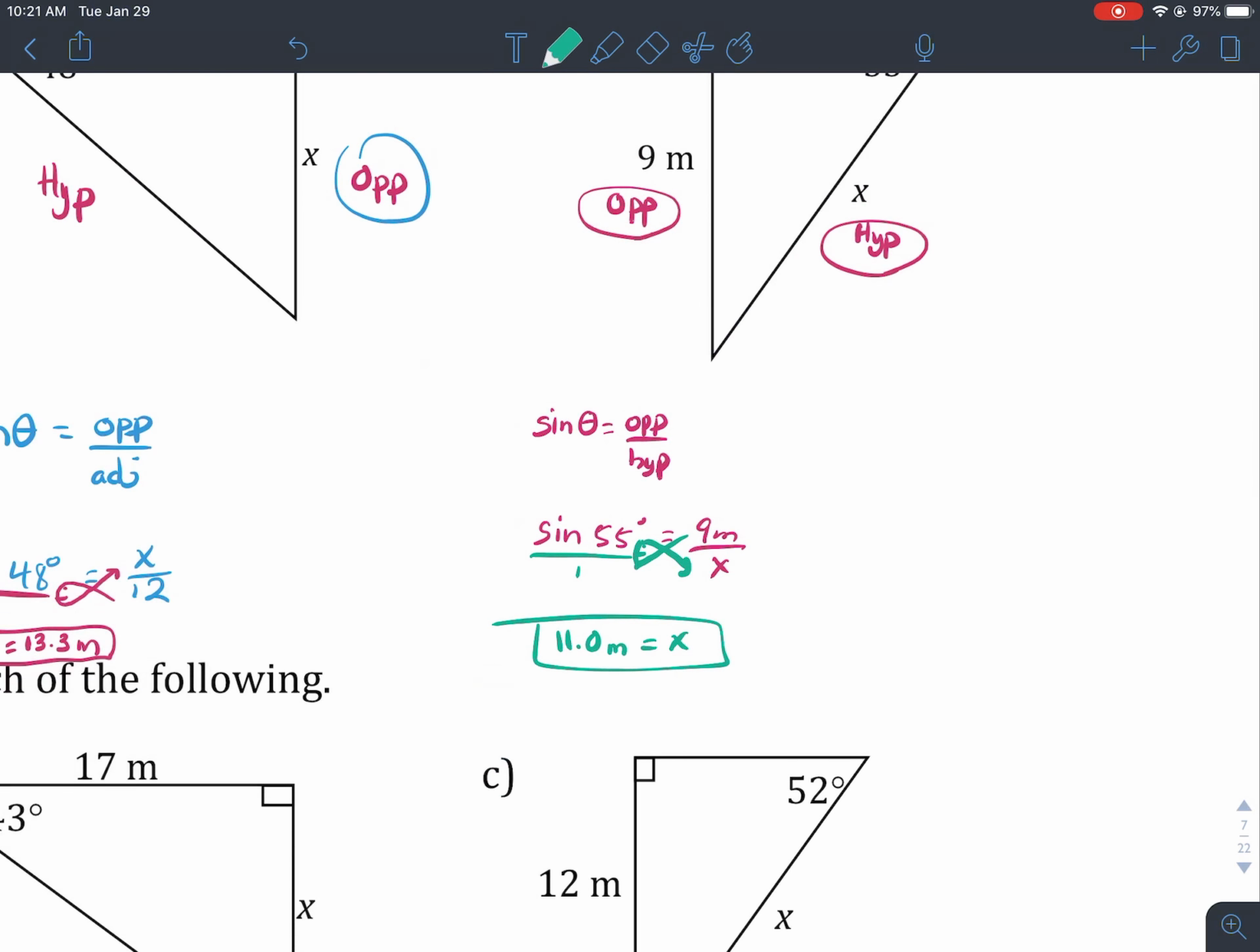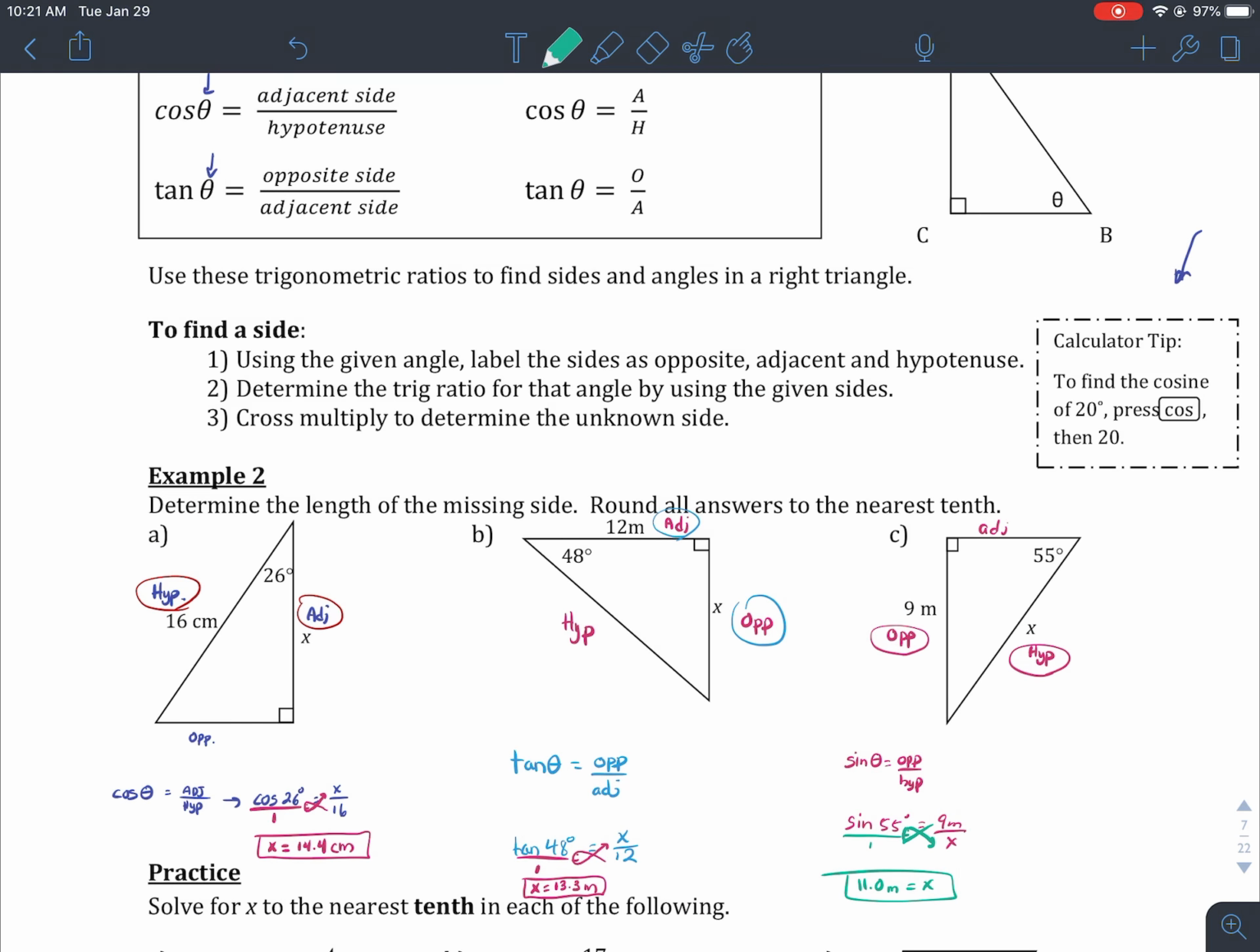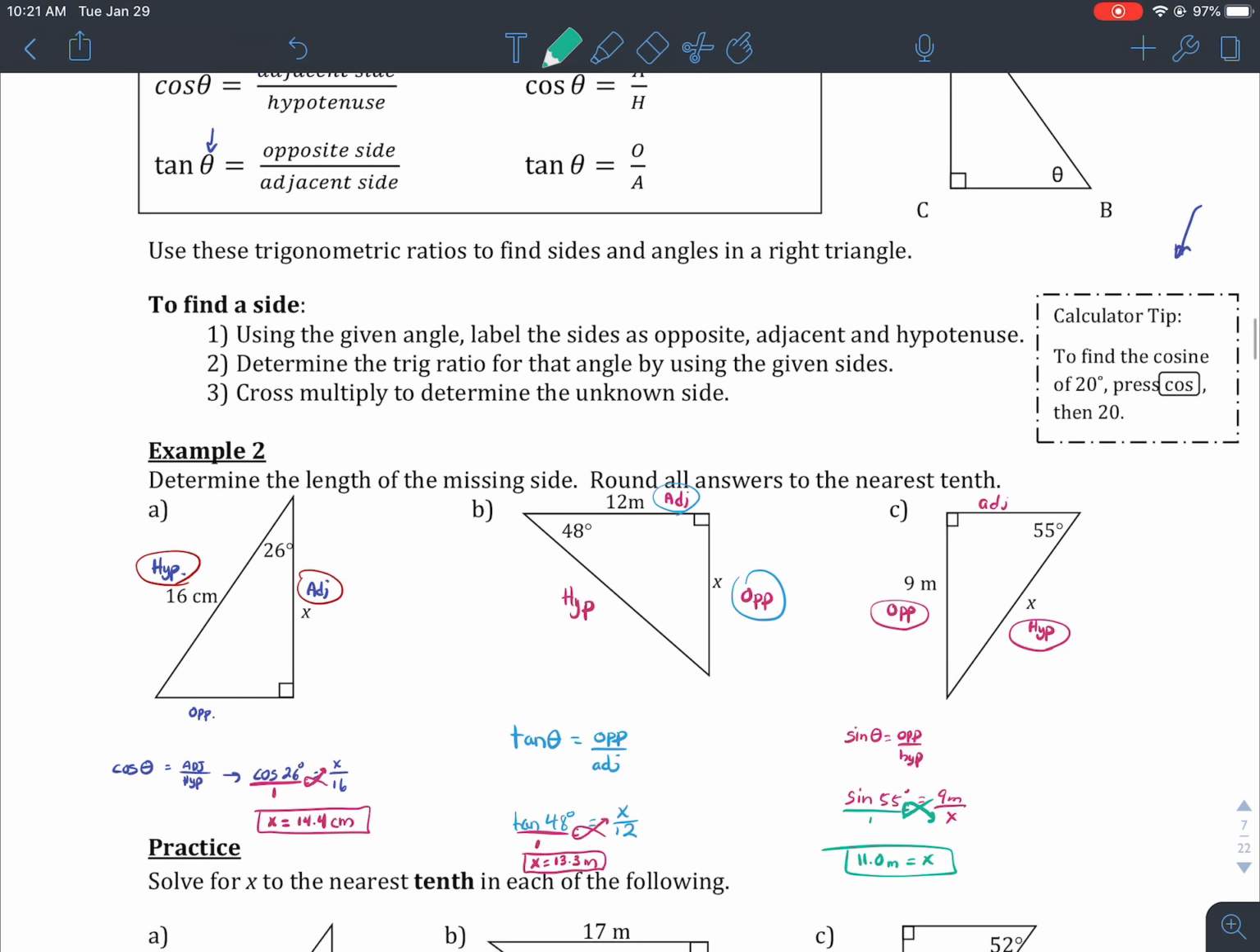Okay, and there you have it. There's how we use those three trig functions to help us find a side. Now it's much, much shorter than using the Pythagorean theorem, but I also agree that it's something new and it's not something you're used to. So it is going to take some practice to get used to that.